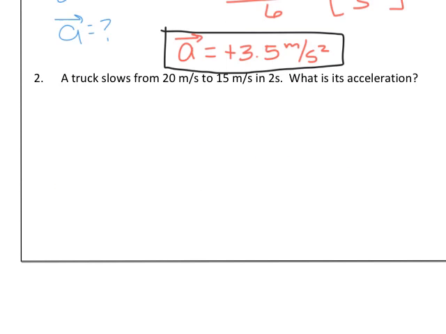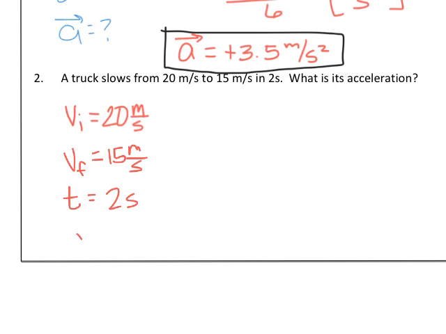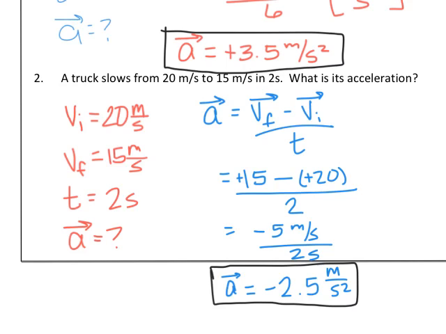I'll get you set up for the second example, and then you try to work it on your own. We know that the truck slows down from 20 meters per second, that's the initial speed, to 15 meters per second, which is the final speed, and this change occurs in 2 seconds. So now we're looking for the acceleration. Go ahead and set up the problem, pause the video, and then come back and check your answer. Hopefully when you did your calculations, you ended up with a final answer of negative 2.5 meters per second squared. That concludes our notes for this section, and I'll see you in class.